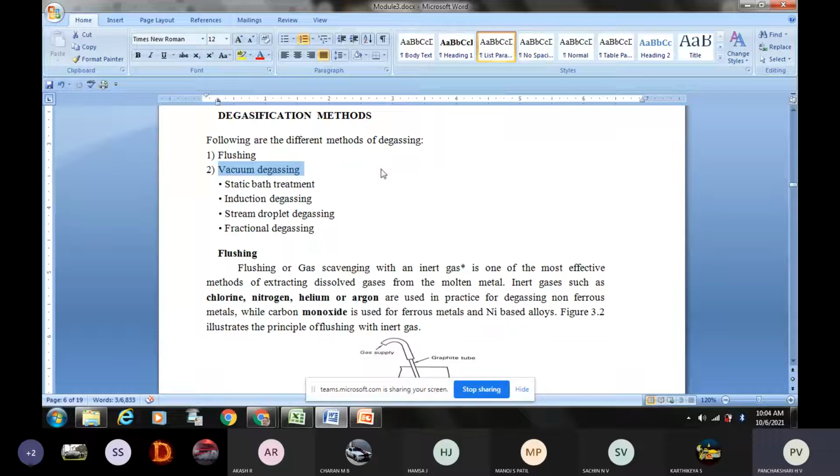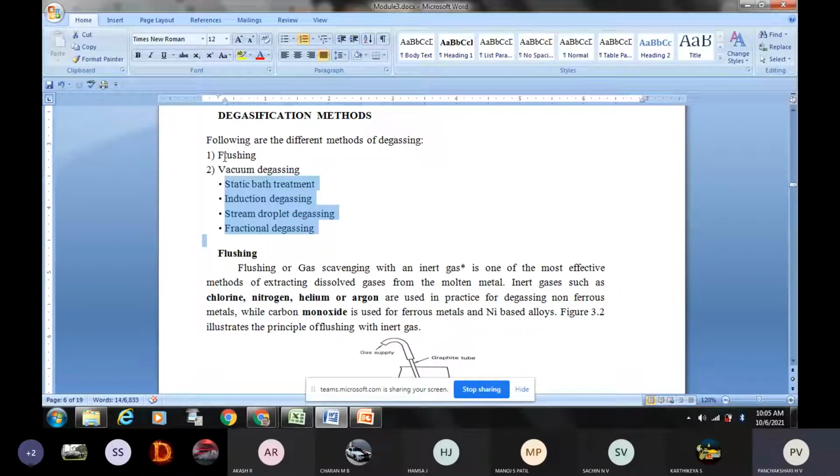In vacuum degassing, there are different types: static bath treatment, induction degassing, stream droplet degassing, and fractional degassing. Like this, four important types of vacuum degassing take place.